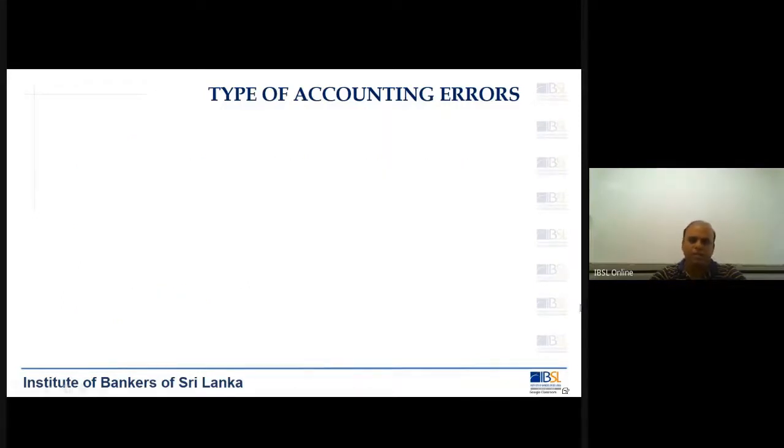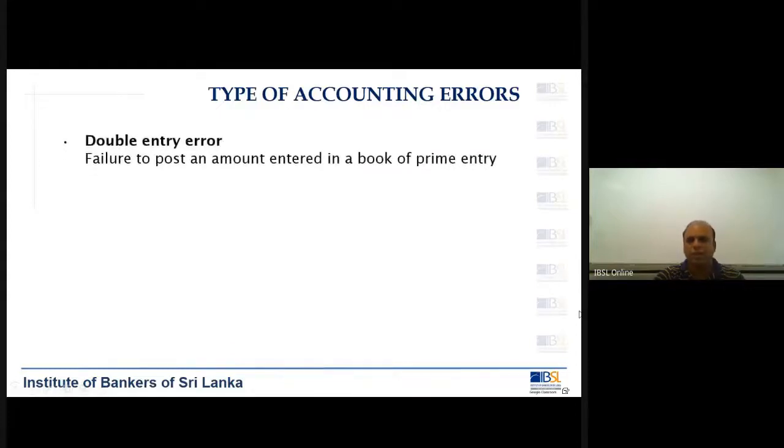Then we look at the next set of errors, where you all know the double entry error. So double entry error is very straightforward. Failure to post an amount entered in a book of prime entry. As I told you, you have entered transactions in the books of prime entry, but from there, you have not taken it to the main ledger.